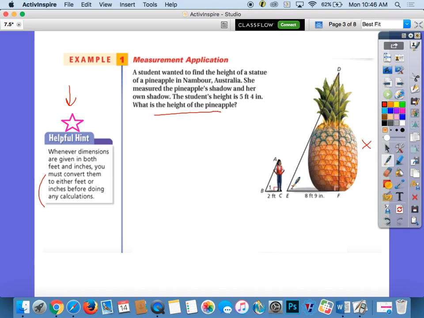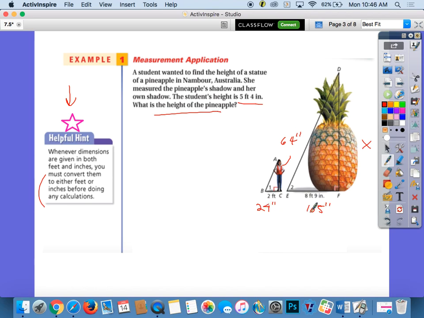So what we're going to do, guys, is step 1, I'm going to go ahead and convert these to inches. All right, so this is going to be 24 inches here. I'll use that symbol for inches. This is going to be 105 inches. And it tells me here that her height is 5 feet 4 inches, so this is going to be 64 inches. That's really the only detail that you have to be careful with.